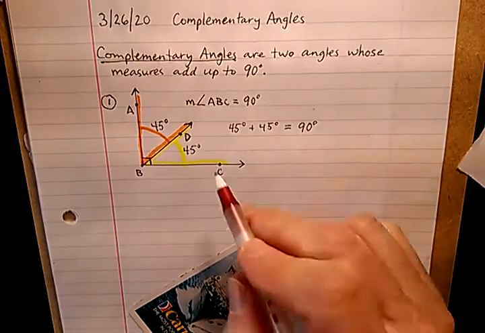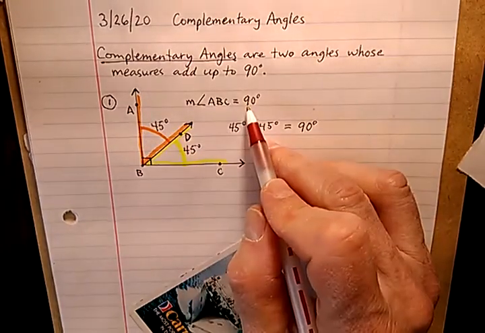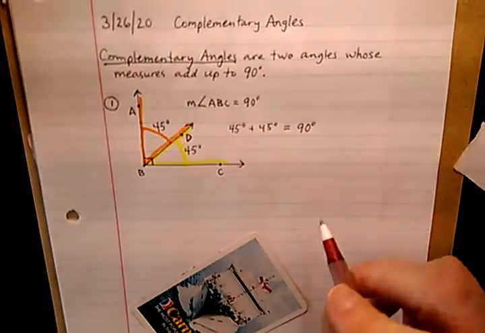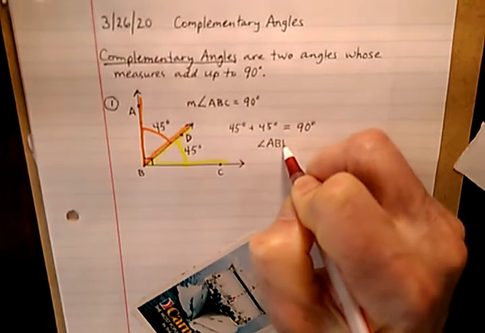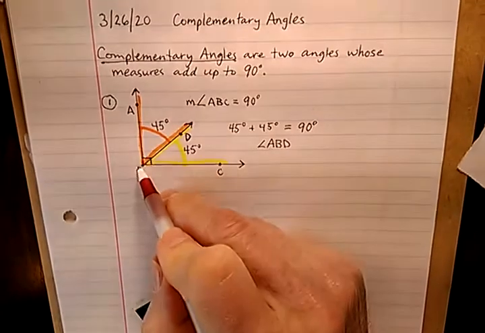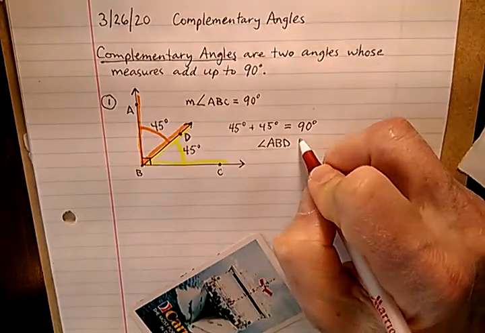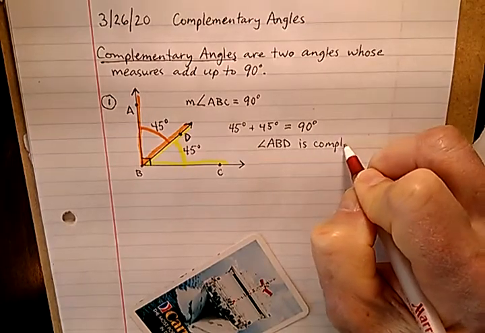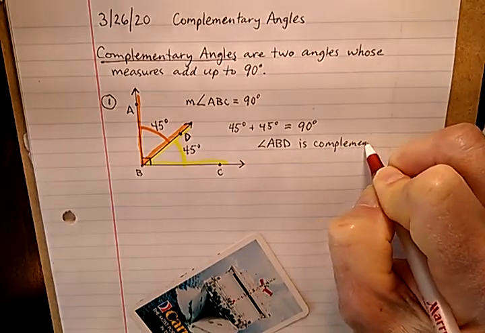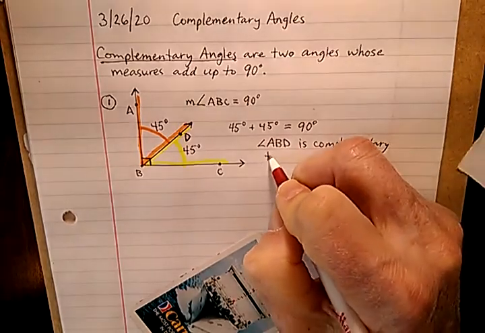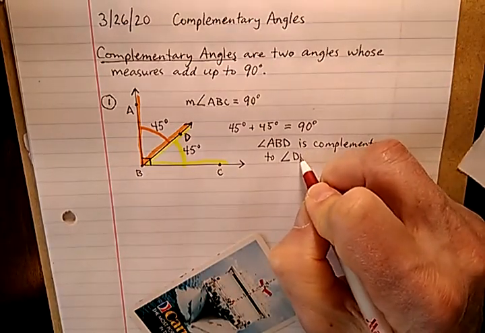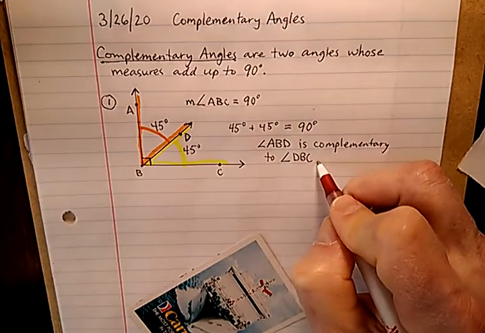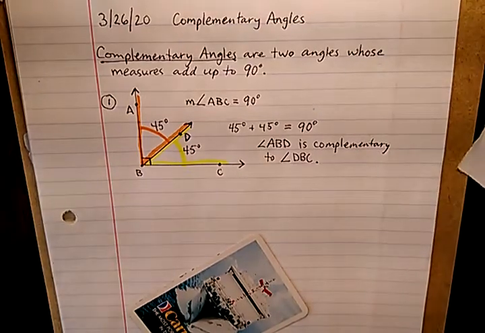So what that means is we have two angles that together add up to 90 degrees. That means they are complementary angles. We could write that angle ABD, which is the one with the orange highlight, is complementary to angle DBC. And we say they are complementary because they add up to 90 degrees.